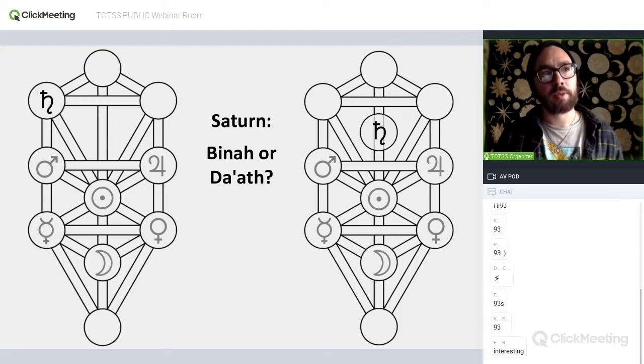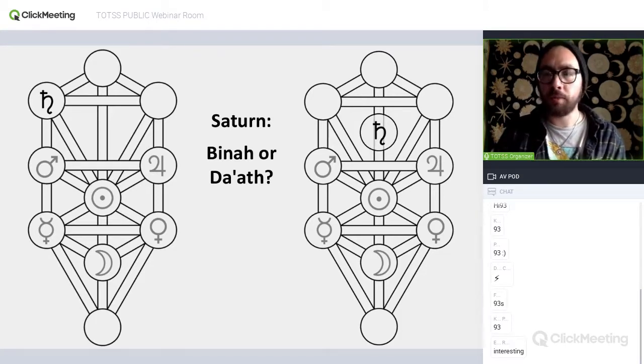Crowley talks a lot about the supernals as beyond actuality, that in the supernals everything is only true if it also contains its own opposite, and it's not like the world of separate individual things that lie below the supernals. And so when we're using Da'ath, we can see Saturn as that boundary or limit between the ideal world of the Sephiroth and the actual world below the supernals.